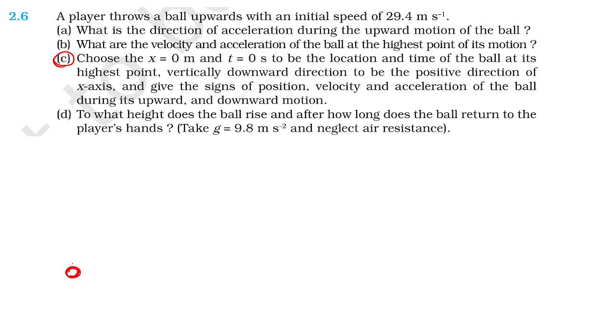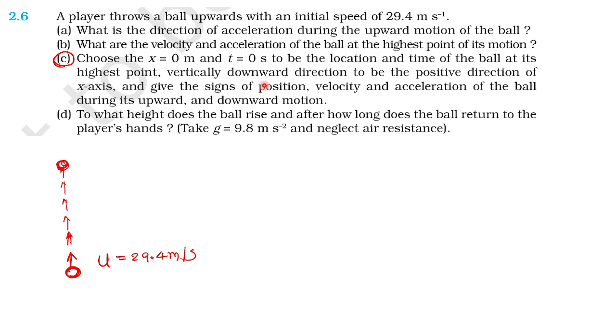A stone is thrown upward with an initial velocity of 29.4 meter per second upward. The body goes upward and reaches the maximum point. After that the body will go downward and return to the ground. The question says choose x equal to 0 meter and time equal to 0 second to be the location and time of the ball at the highest point.